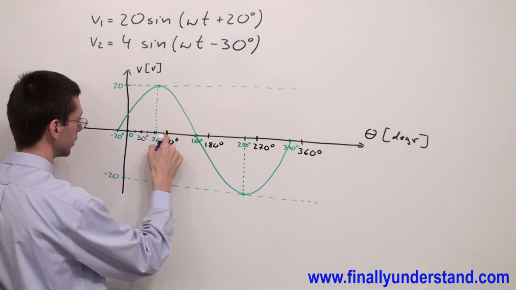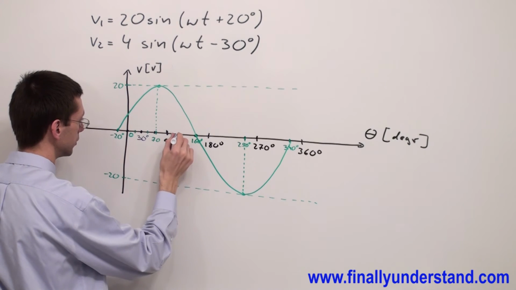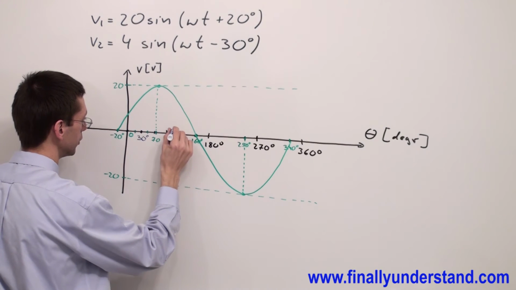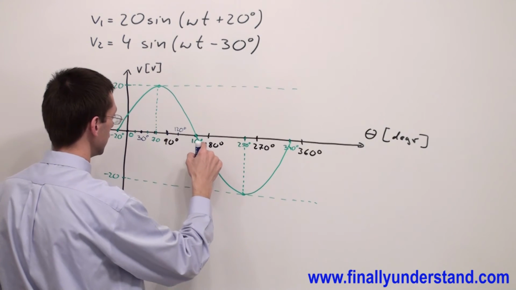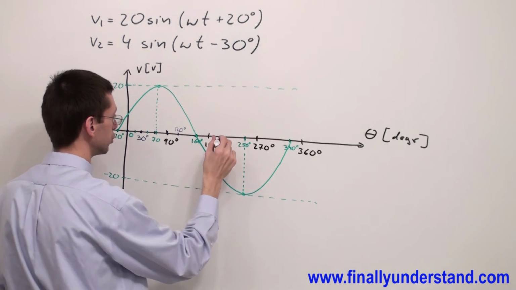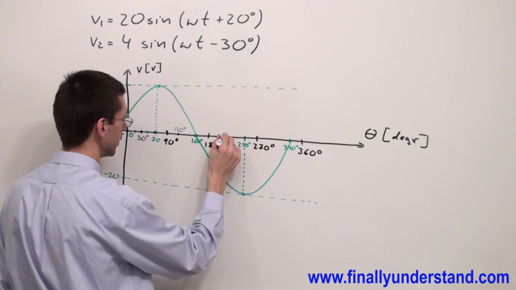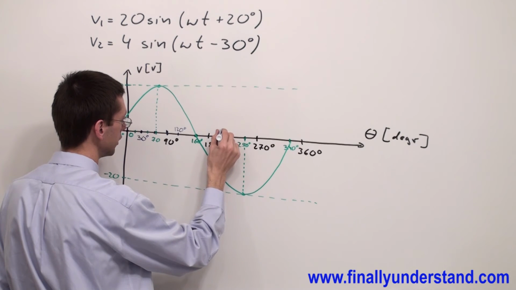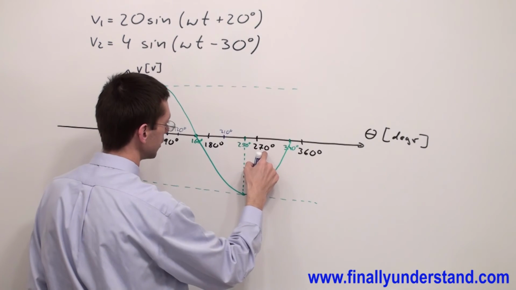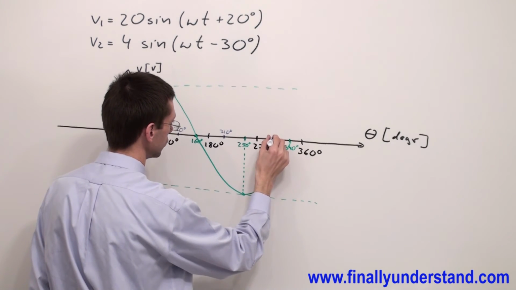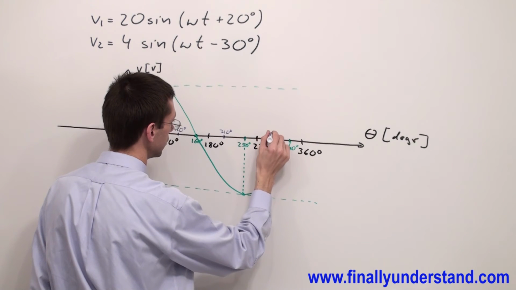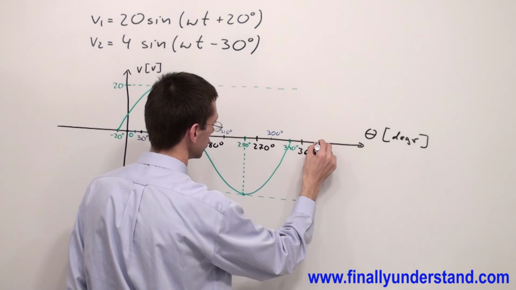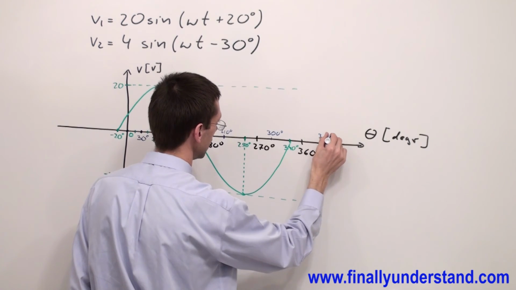90 I have to move also to 120. This is going to be 120 degrees. 180 plus 30 is going to give me approximately somewhere over here, is going to give me 210. 270 plus 30 is going to give me 300, and 360 plus 30 is going to give me 390 degrees.